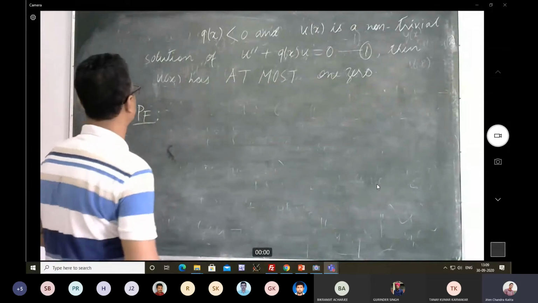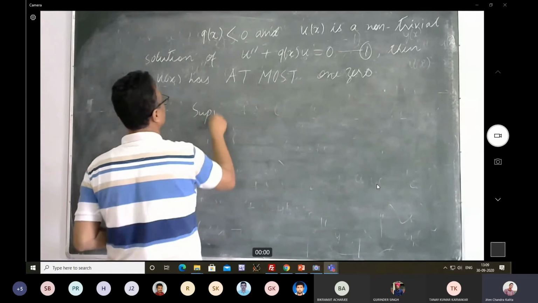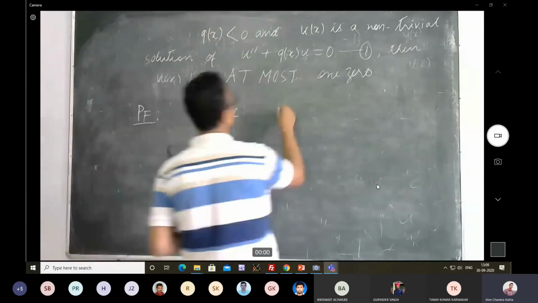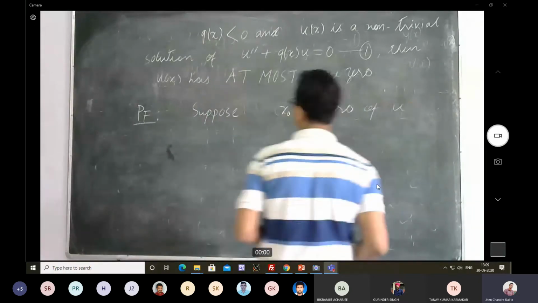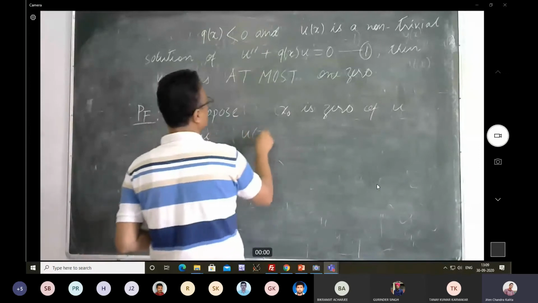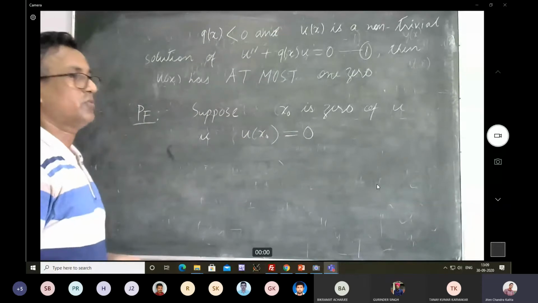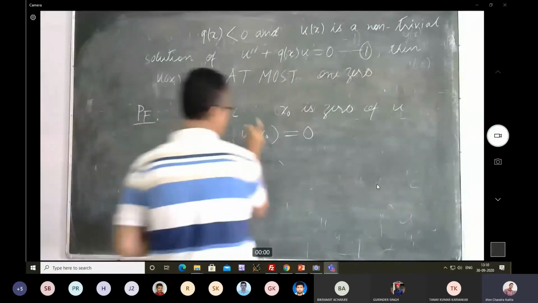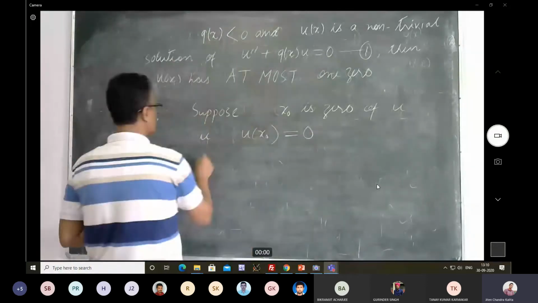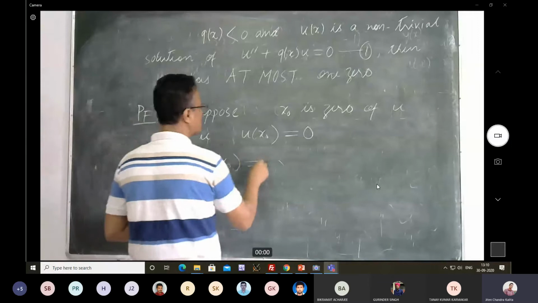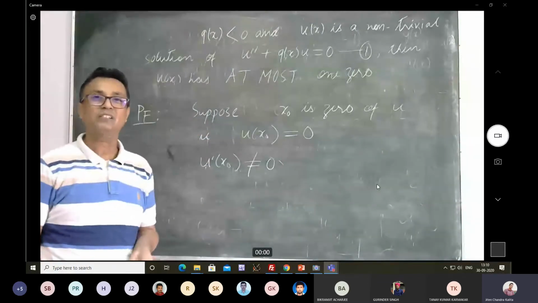Suppose x naught is a zero of u. That means u(x naught) equal to 0, and u'(x naught) not equal to 0. Now from here, one interesting observation is going to come. u'(x naught) cannot be equal to 0. Why? Can you tell me why?